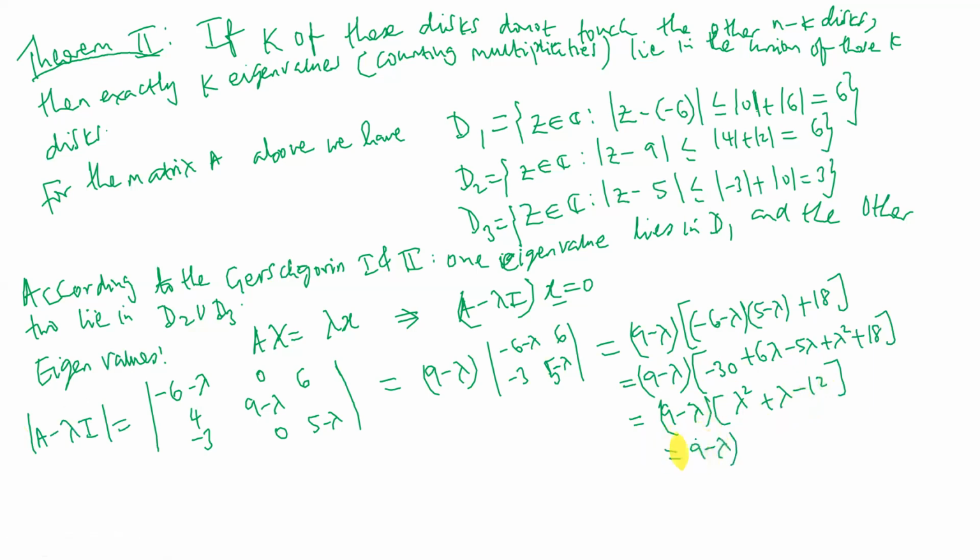9 minus lambda into lambda plus 4, and then lambda minus 3. Okay, I want to just verify which eigenvalues lie in which disk. That's what we want to verify here. So we're finding the eigenvalues. Right, the quadratic equation is when we equate this to 0.